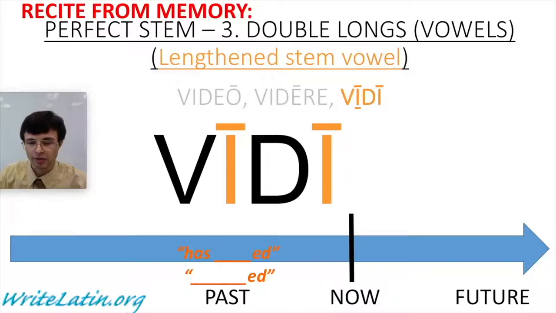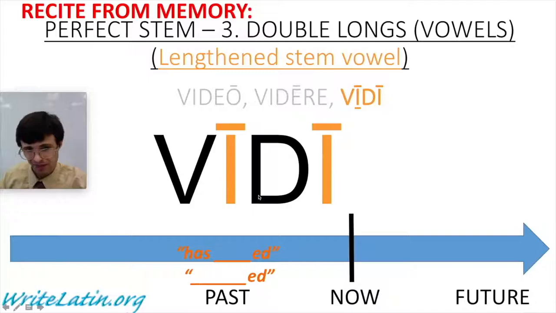One tip-off we'll learn about is a lengthened stem vowel. So this used to be a short I in the present, but now in the perfect it becomes a long I. So wideo becomes weedy. And that lengthening is kind of an overemphasis, meant to suggest to you that it happened back then, not now. Like, weedy, back then, right?